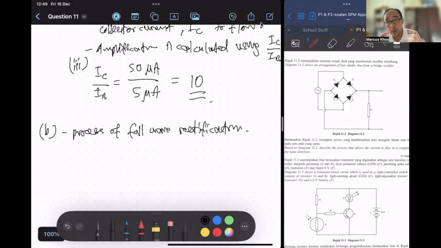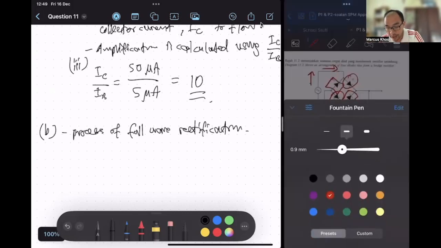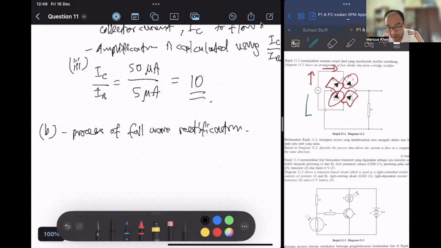So full wave rectification, remember in an AC current, there's always the positive cycle and then the negative cycle. So when it is the positive cycle, if it is flowing this way, notice that these two are forward bias, these two are reverse bias. But when we change the other direction, if it is flowing this way, then these two are forward bias, these two are reverse bias. So that's how you would describe the process.